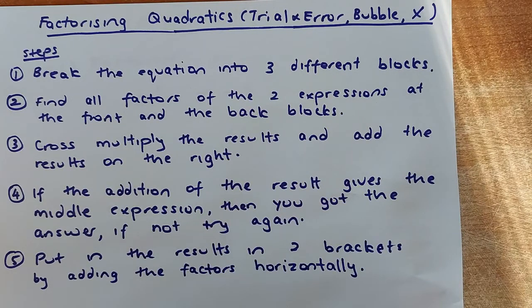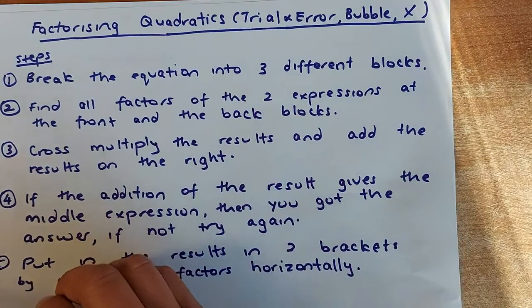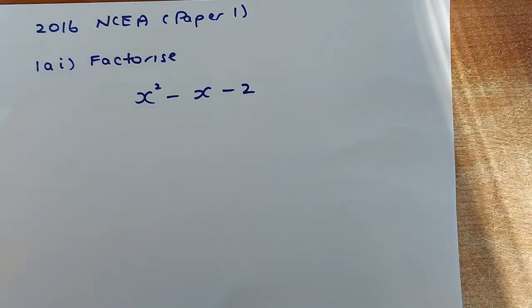Break the equation into 3 different blocks. You are going to find all the factors of the first and the last block. You are then going to cross multiply the results and add the results on the right. If the addition gives the answer in the middle expression, then you got the answer, stop. If not, try again, and that's why it is called the trial and error method. Then the last thing, you're going to put the 2 brackets, and then you have factorized the expression. We shall look at 4 examples from the NCA.